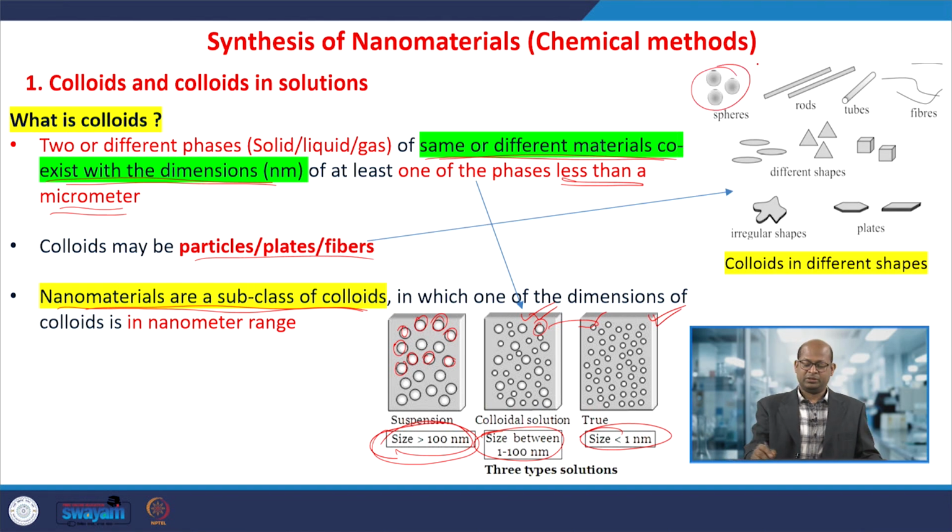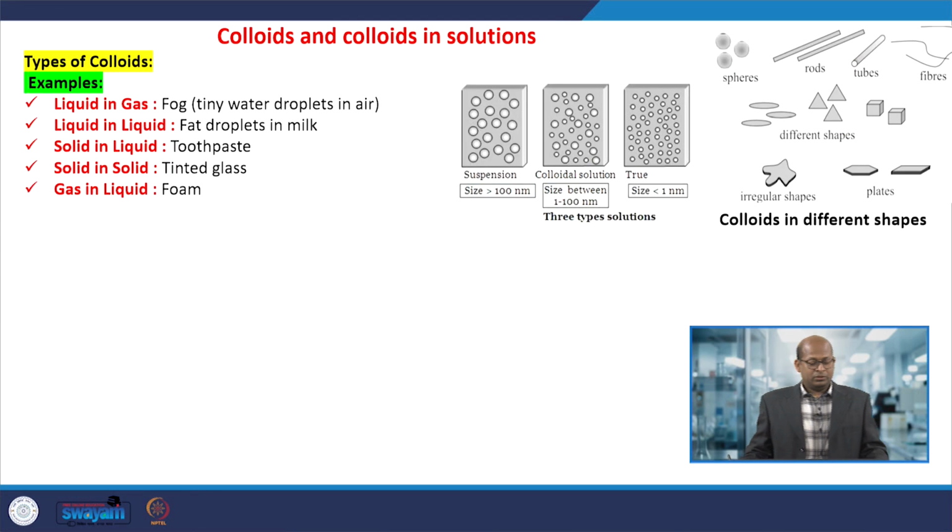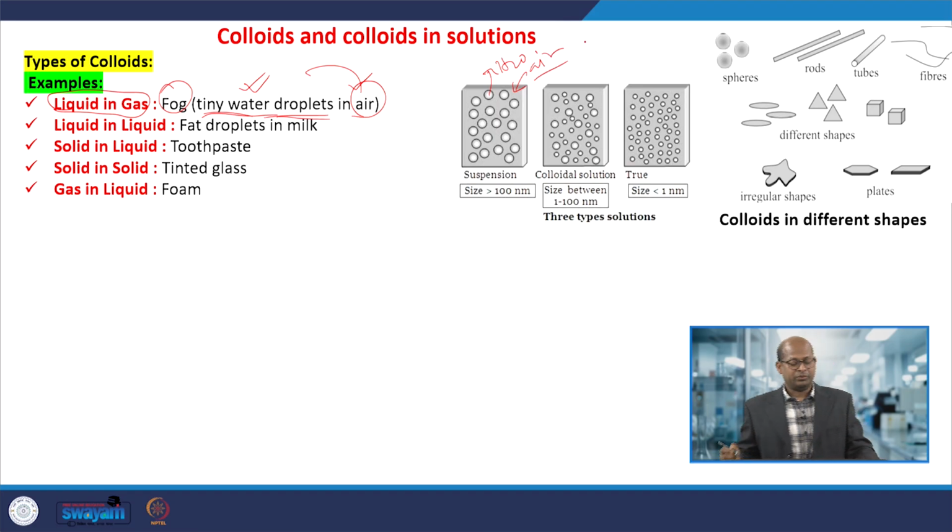We can prepare materials of different shapes, such as plate types and fiber types. Now a few examples will make it clear what colloids are. Liquids in gas is one kind. For example, tiny droplets of water are present in air. Here is the solvent, air, and these are the water droplets. In that way they form one kind of colloid: fog is a colloid.